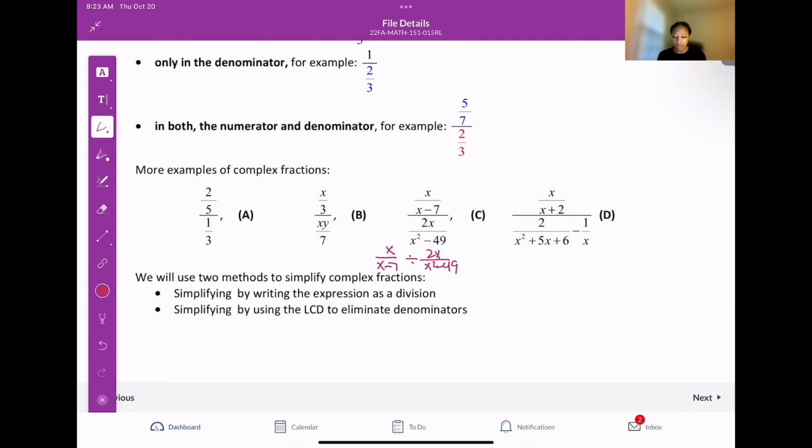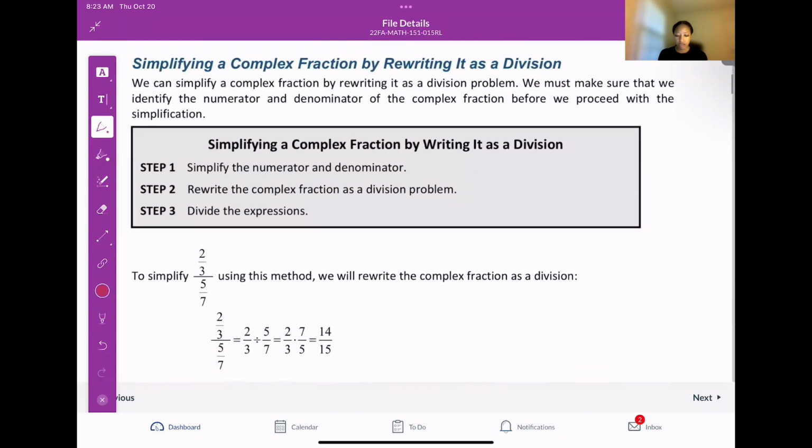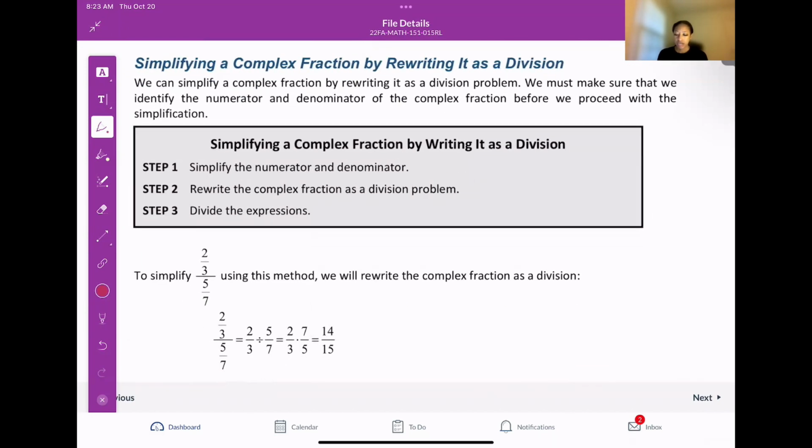So we'll use 2 methods to simplify. Like I said, writing the expression as division, that's what I just showed you guys for part C there. And then the other one is using the LCD. So first, the steps for solving a complex fraction by writing it as division.